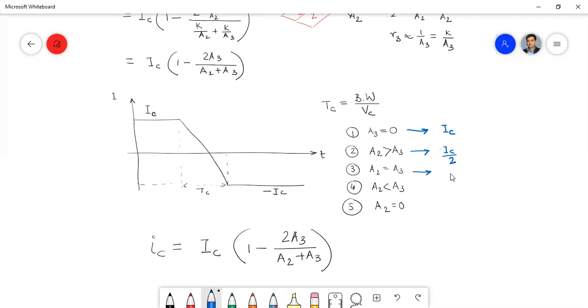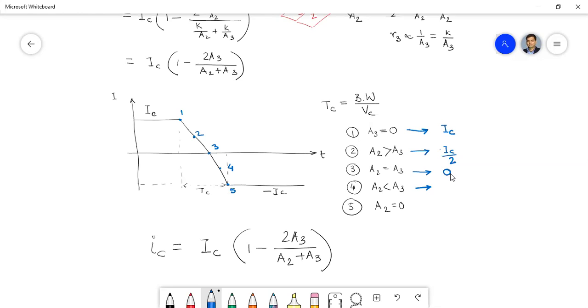Now if we take this instant as 3, if this is instant 1, this is instant 5, and the intermediate instants are 2 and 4. Okay, so A2 equals A3, so it is very simple. From this, 2 A3 by 2 A3 is 1, so 1 minus 1 is 0.